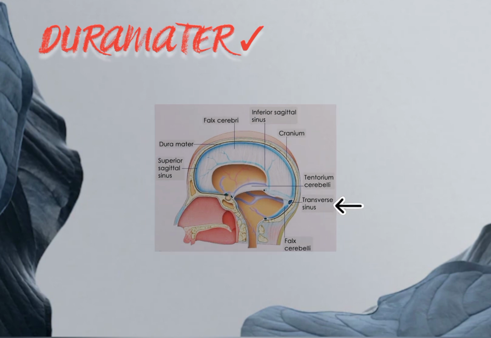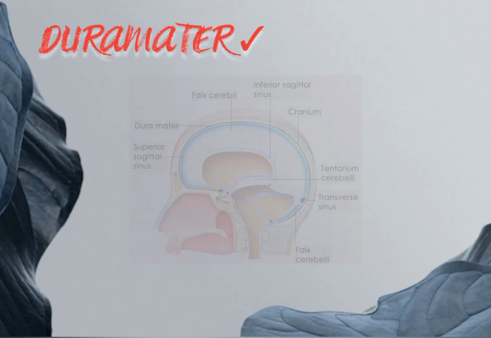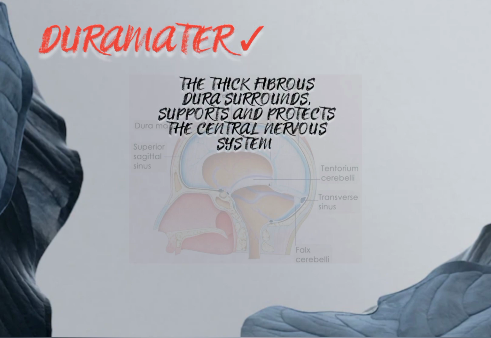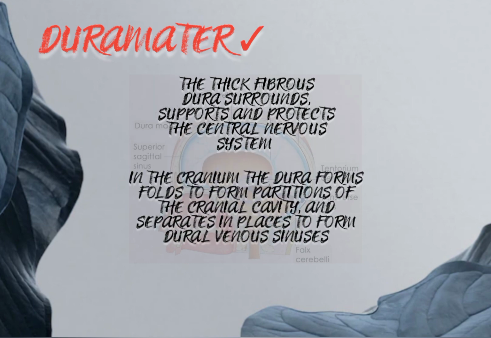And in the last, if we talk about the function of the dura mater, then this thick fibrous dura mater surrounds, supports and protects the central nervous system, which includes the brain and the spinal cord. We have already discussed that the dura mater forms folds inside the cranium, which are termed dural folds. These dural folds form partitions inside the cranial cavity, and they separate in places to form the dural venous sinuses, which are also significant.